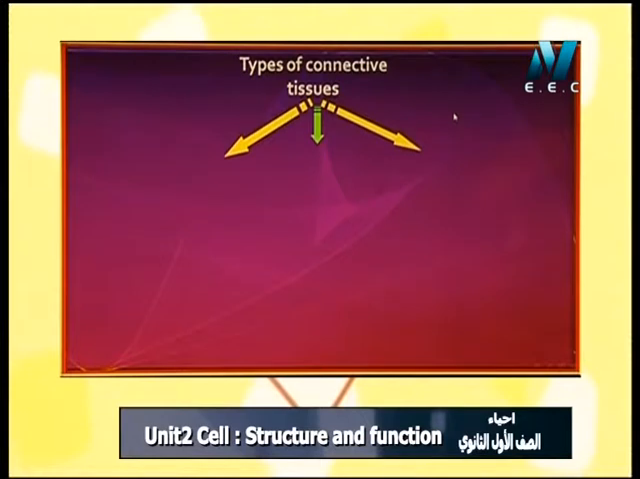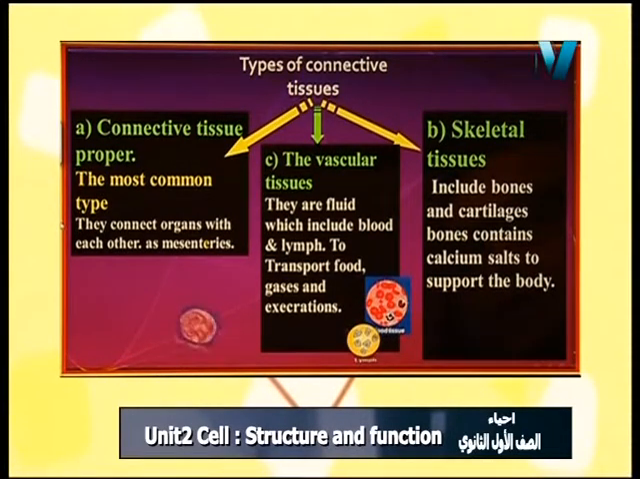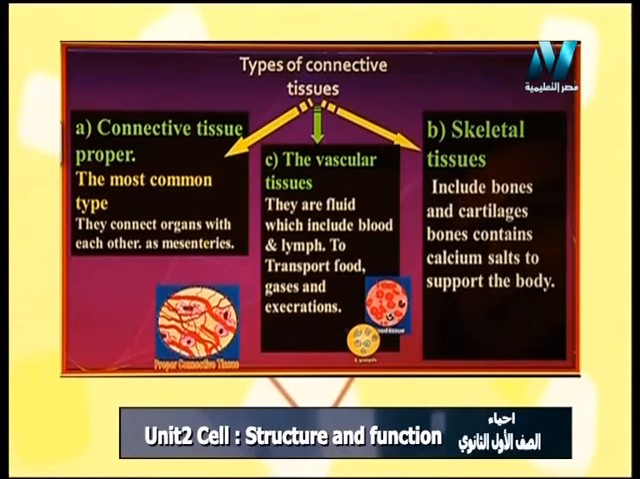And there are 3 types of connective tissue. The first connective tissue is called connective tissue proper. The second connective tissue is called the vascular connective tissue, but the third is the skeletal tissue. يبقى عندي proper وvascular وskeletal tissue. Connective tissue proper is the most common type inside the body, and they connect the organs with each other as a mesenteries.